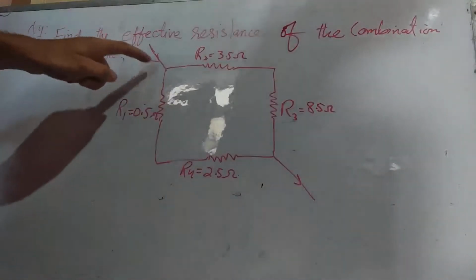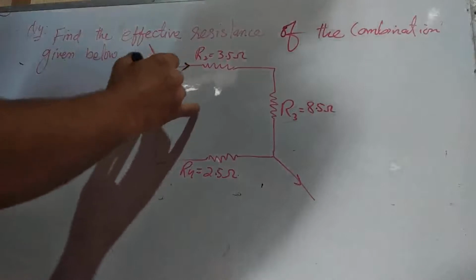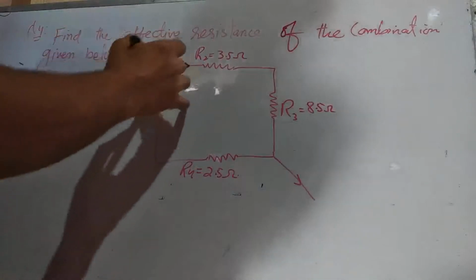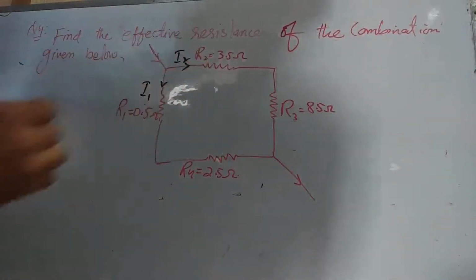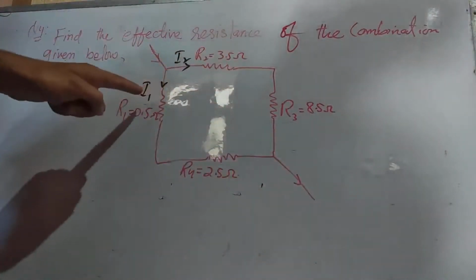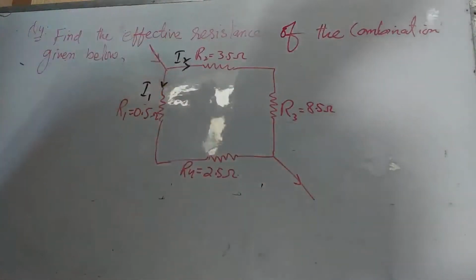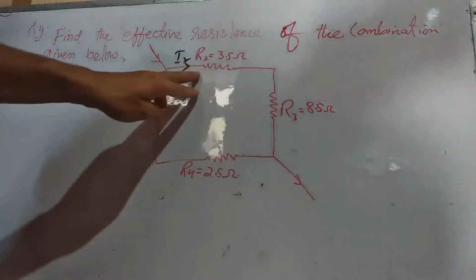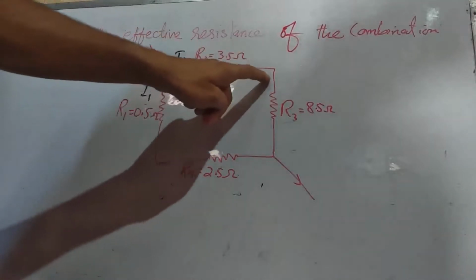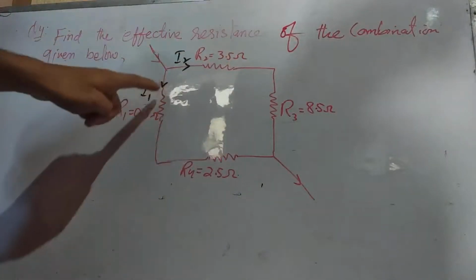As you can see, current enters from here and goes this way and this way. So here the current splits up. For example, here the current is I1 and here it's I2. This I2 current flows through these and leaves from here. Similarly, I1 current flows through these two resistances and leaves from here. You can easily observe that these two resistors are connected in series, as they are connected end to end.